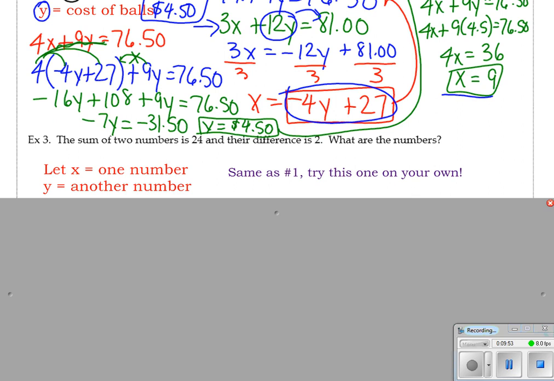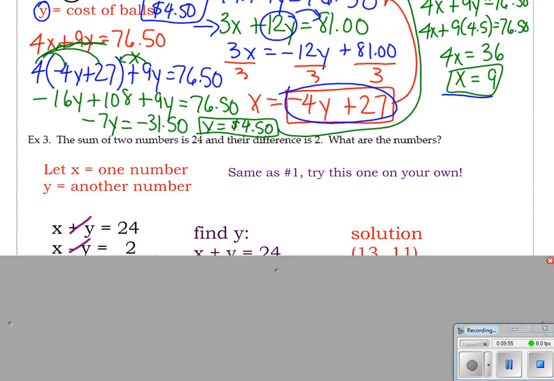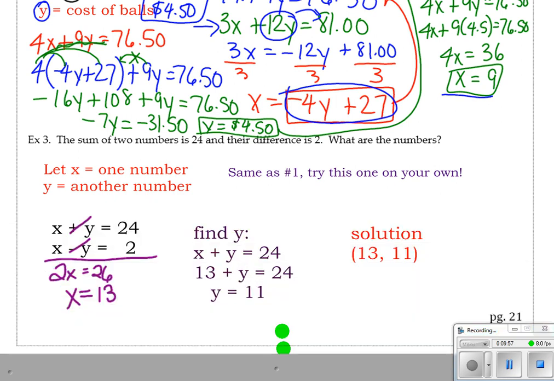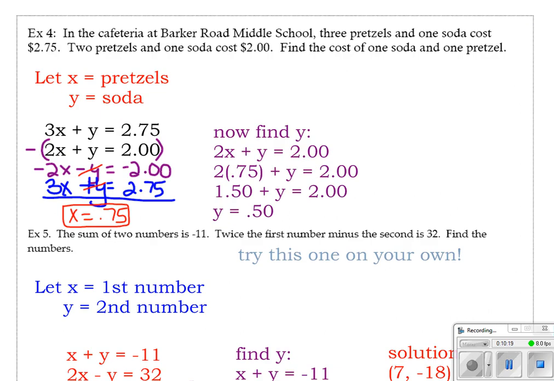Good. Now, let's look at your work. Did you get this answer? Solution 1311? I hope so. Okay, you're going to want to check that again. I'm not checking it just because we're saving time, but I will check your notes come Monday. Let's look at the next page.